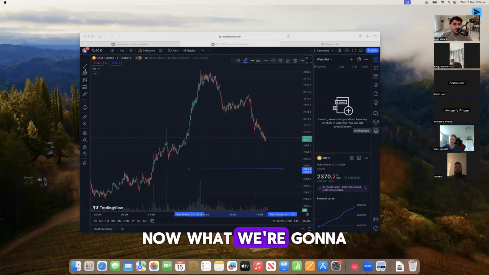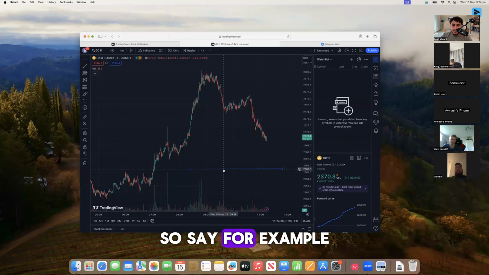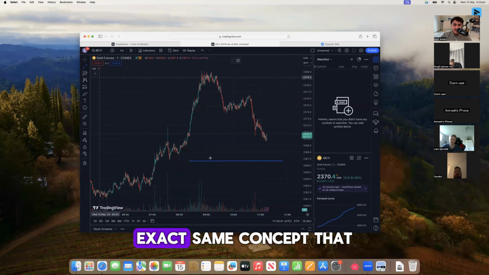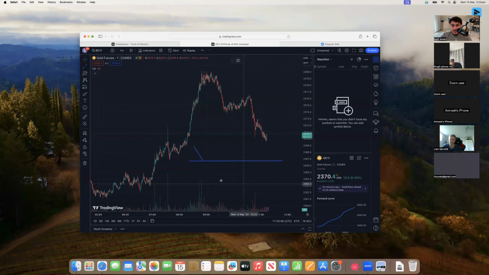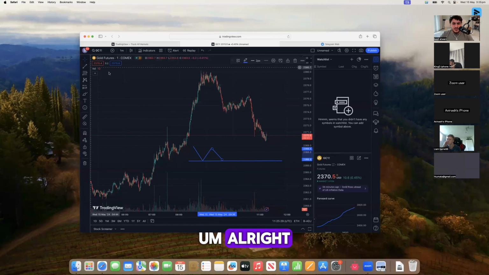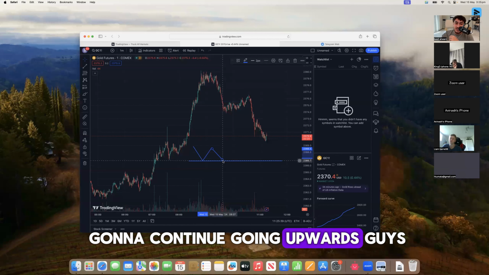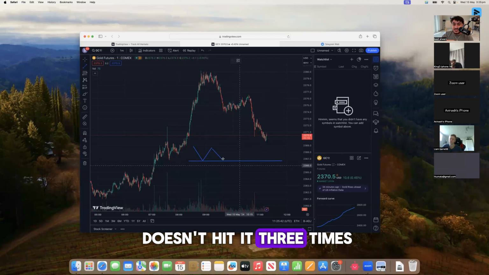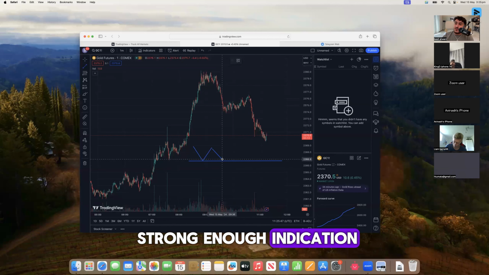Now, what we're going to look for is how many times it can touch a resistance point. So say, for example, this blue line is the resistance. Exact same concept that I mentioned before. If the market touches once, if the market touches twice, all right, so as you guys can see, it's hit once, it's hit twice. How many times do we need it to hit before it becomes a solid piece of evidence that the market is going to continue going upwards, guys? 3 times. If it doesn't hit it 3 times, that means, simply put, it is not a strong enough indication for us to take a trade.